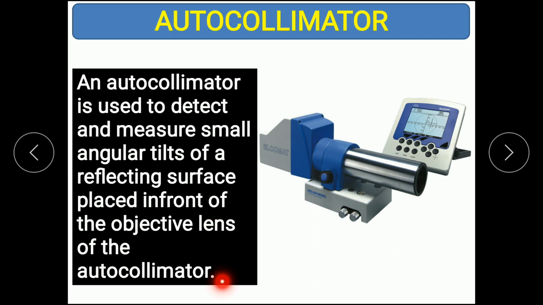I will explain once again. An AUTOCOLLIMATOR is a device which is used to detect and measure small angular tilts. Why is it used? To measure the small angular tilt of reflecting surfaces. It is used only for reflecting surfaces placed in front of the objective lens of the AUTOCOLLIMATOR. Let us see its principle, how it works.